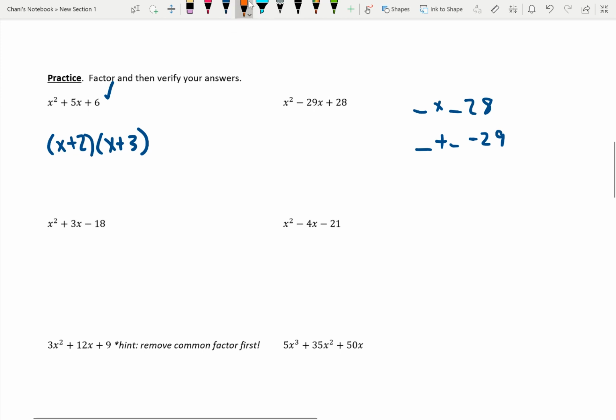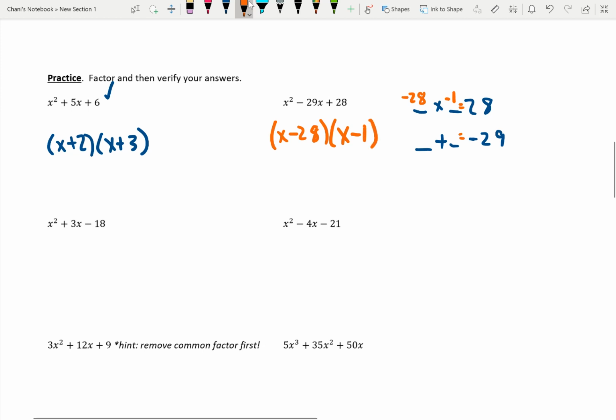The only way for you to get two numbers that add to a negative is if at least one of those two numbers is negative. However, for them to multiply to a positive, they must both be negative to get a positive result. So the answer here is negative 28 and negative 1. That multiplies to positive 28 and adds to negative 29. So it's x minus 28, x minus 1.